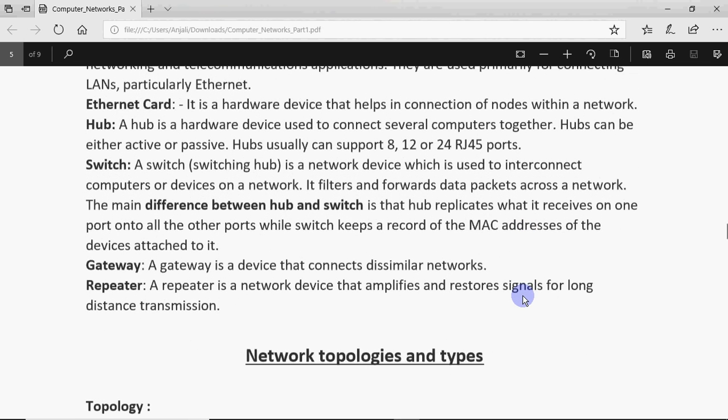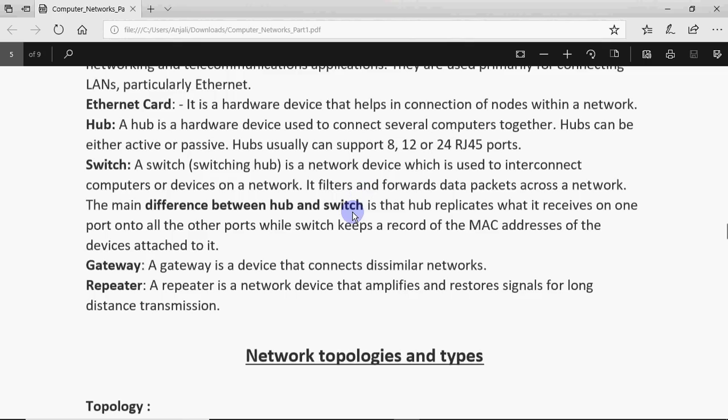It's a network device which is used to interconnect computers or devices on a network. It filters and forwards data packets across the network. So it receives data and then it checks where it should be sent ahead so that it reaches the destination in the best possible way, and it forwards it over there. So that's the purpose of a switch.